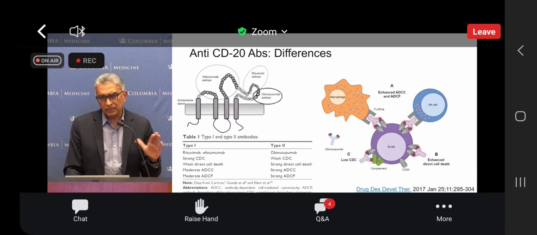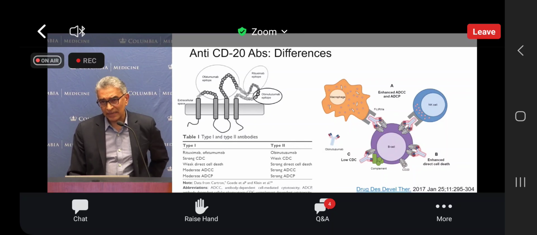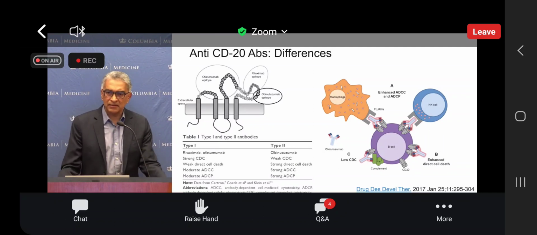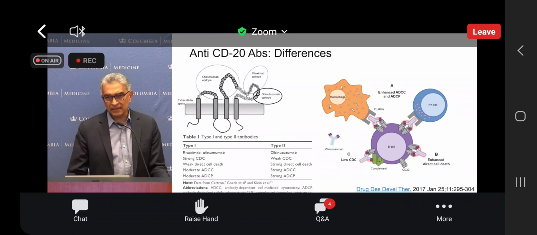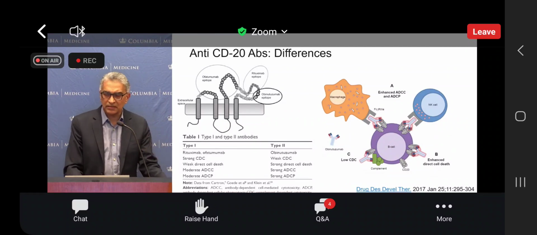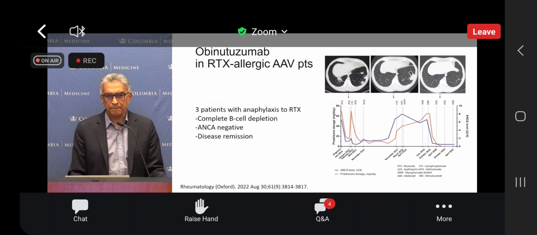The other point is that rituximab is not uniformly effective compared to the newer antibodies. So the so-called type 2 antibody is called obinutuzumab, and it has a direct cell death. It doesn't need complement to cause cell death. So it's a much more effective anti-B cell drug.